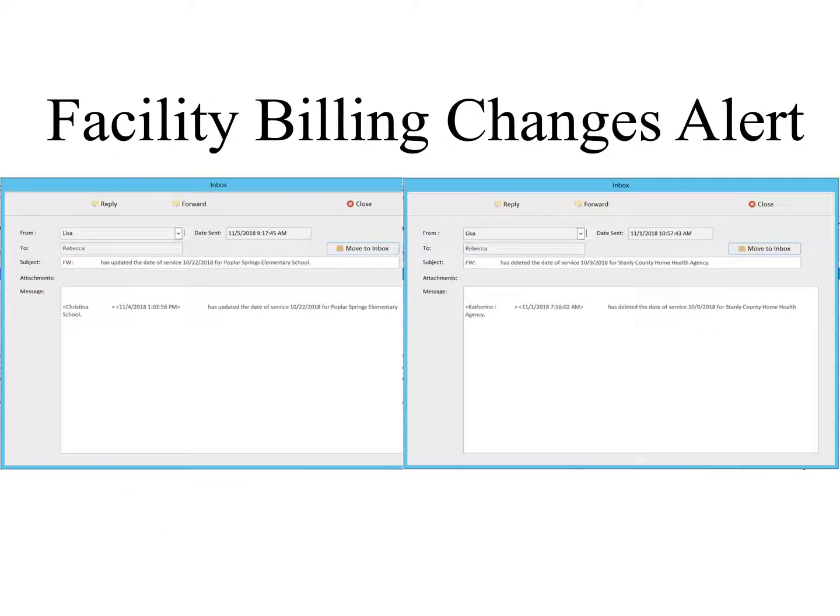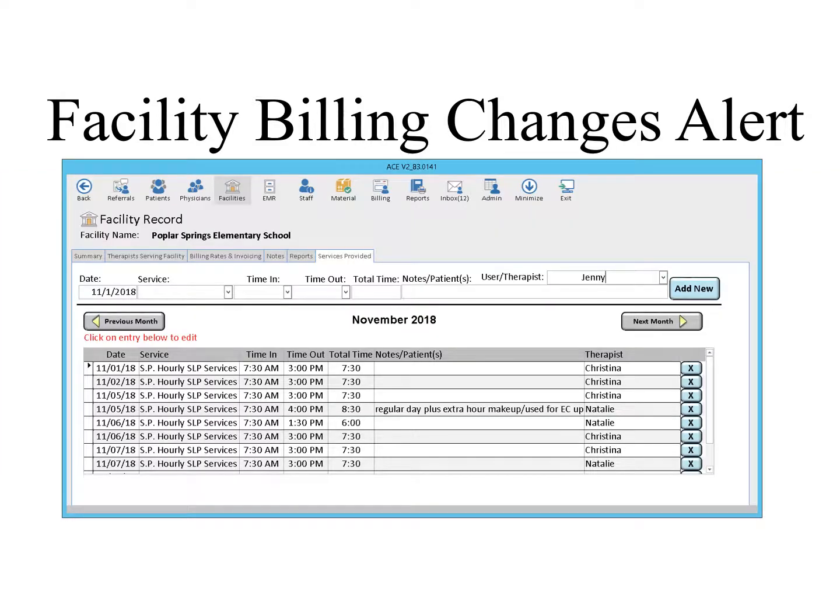Anytime a therapist changes or deletes facility billing, an alert is sent to the billing group. Action. The billing group user will go to the facility record, open the Services Provided tab, and look to view what facility charges were changed. Depending upon the items changed, a new invoice may need to be sent to the facility.